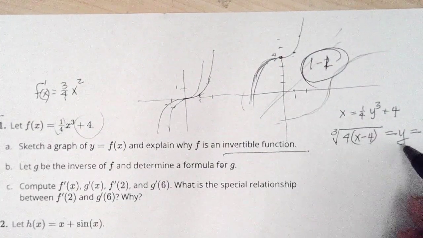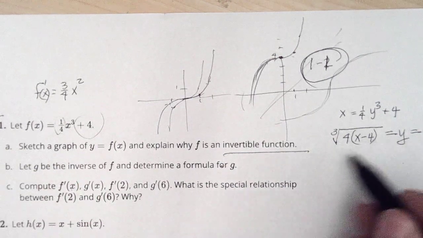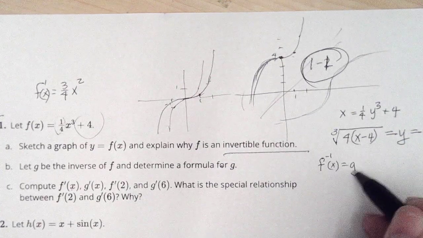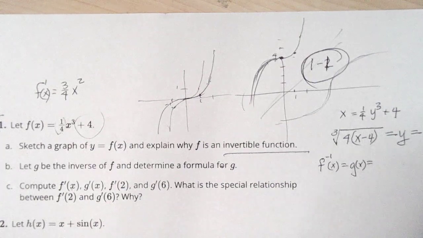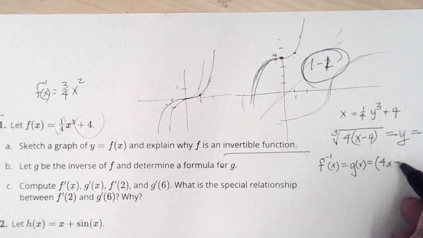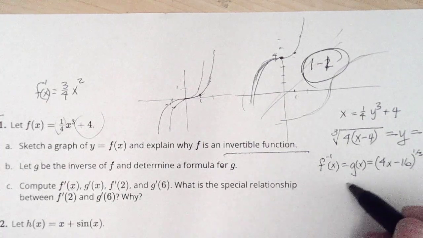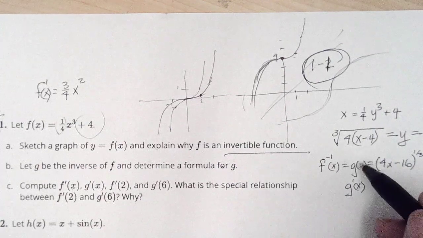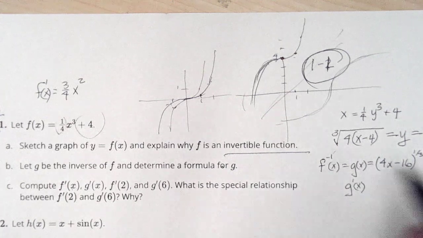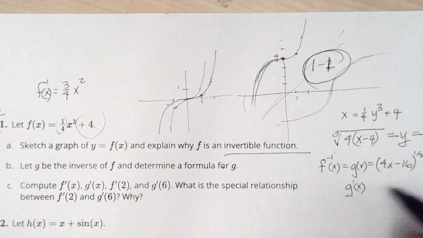And the inverse, they want us to call it g. So f inverse of x, which they want to call g of x, is this, 4x minus 16 to the 1/3. So g prime of x, the only reason they give us another name is because it's hard to write inverse prime. It looks confusing.